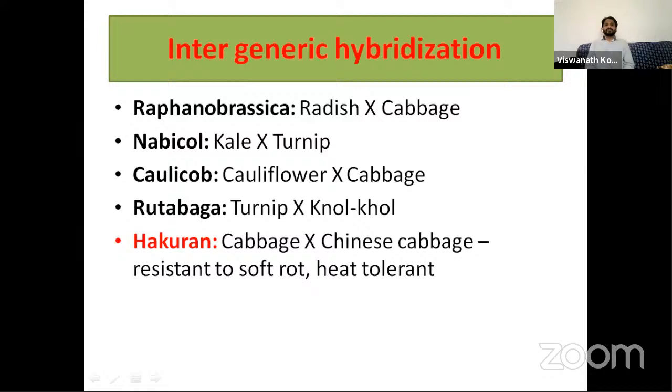Nabicol was a cross between kale and turnip. Calico is between cauliflower and cabbage. Rutabaga is between turnip and knolkhol. Hakuran is between cabbage and Chinese cabbage. It is resistant to soft rot and tolerant to heat also. Hakuran was previously asked, and Rutabaga also was previously asked.